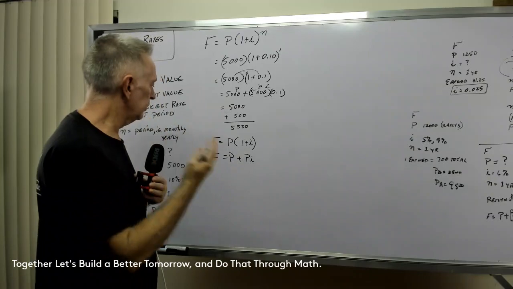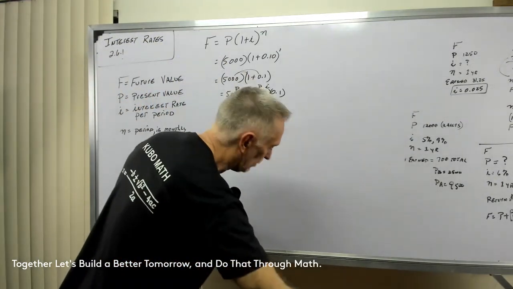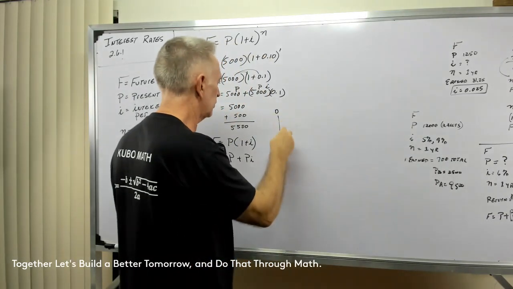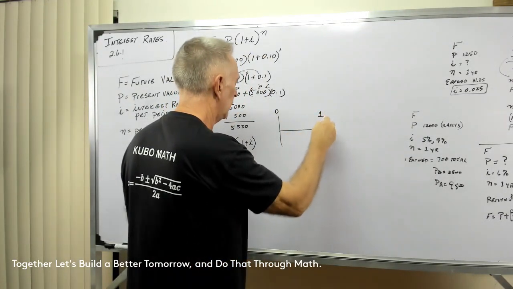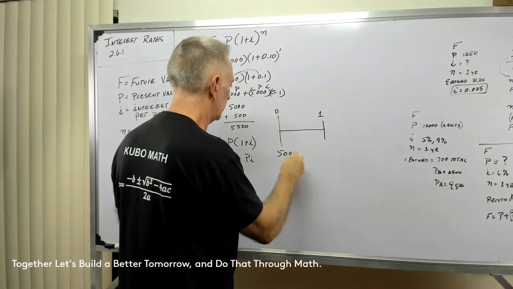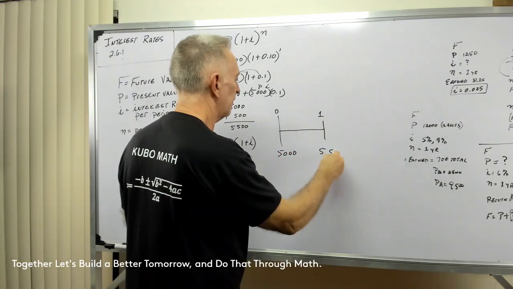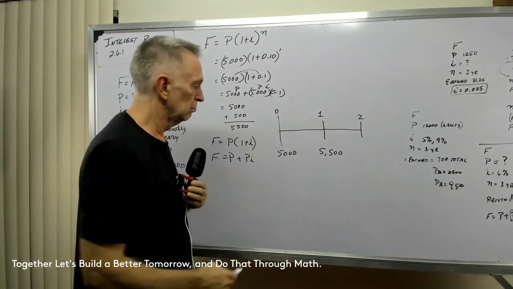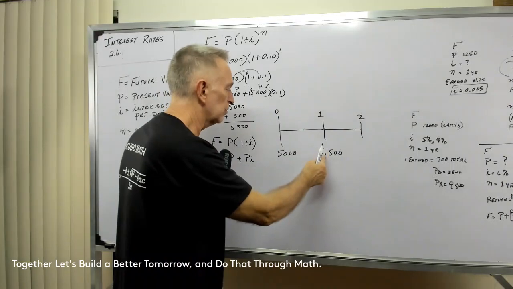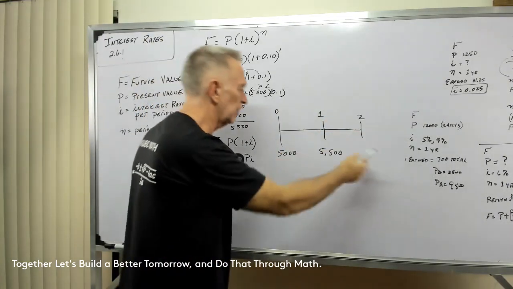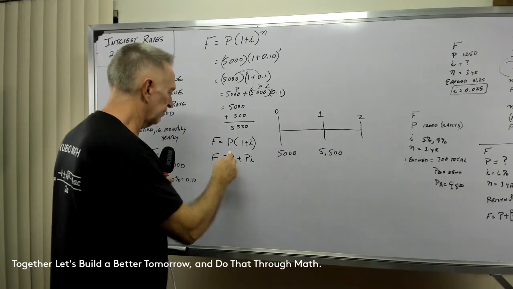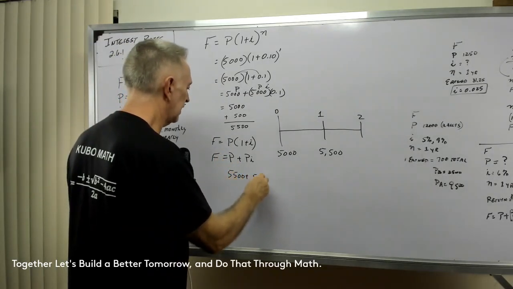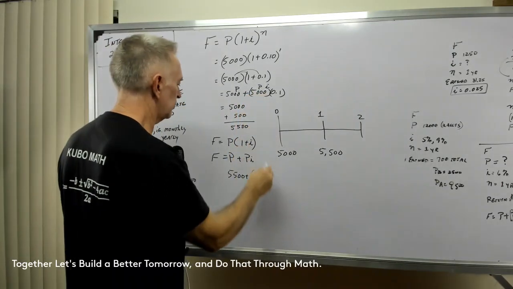Oh, well, year 2, let's see. Now, let me draw a diagram here. Here we are at year 0. We started year 1 with 5,000. At the end of year 1, we had 5,500. What about the end of year 2? Well, we're starting the beginning of year 2 with 5,500 plus my 5,500 times my interest rate, which was 10%.